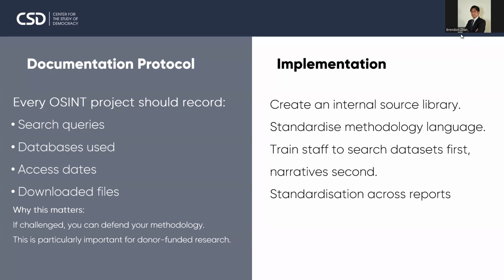Every OSINT project should record its methodology. This includes search queries, database use, access date, and downloaded files. So if challenged, you can defend your methodology. This is particularly important for donor-funded research. The documentation should normally include an internal source library, and you should also have a standardized methodology, a sort of taxonomy. You can use this to train staff to search datasets first, and standardization ultimately improves institutional credibility.